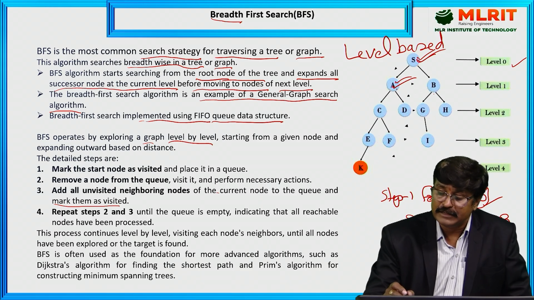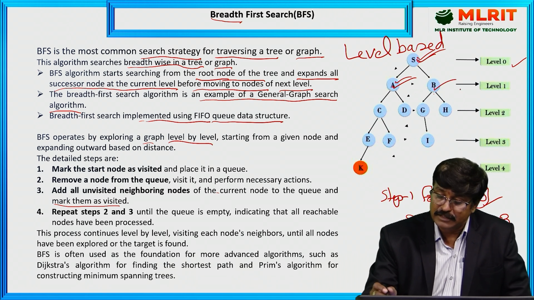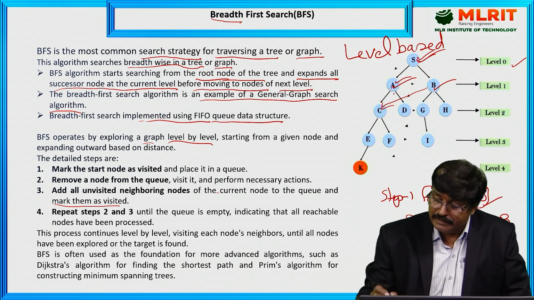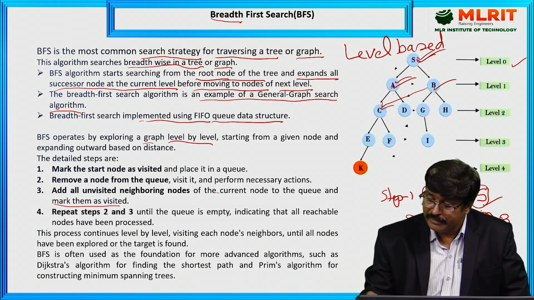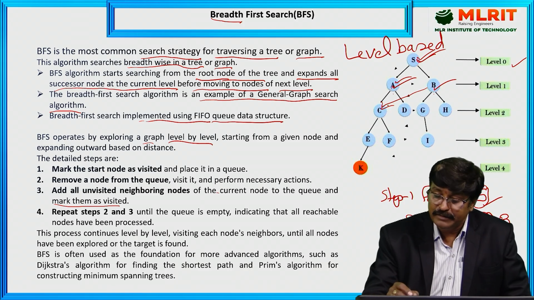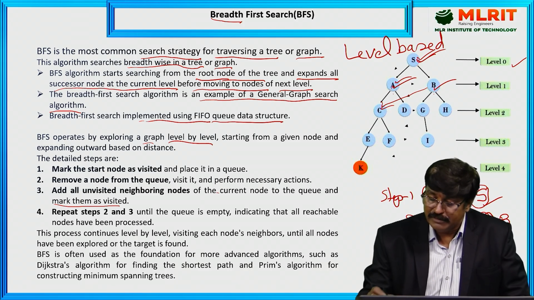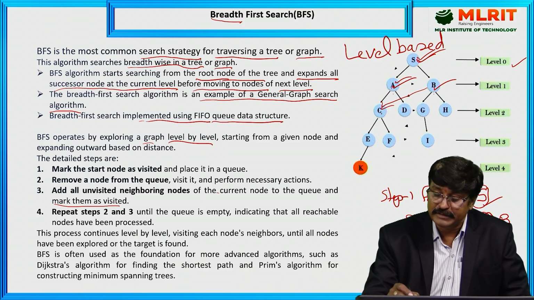So A is not a goal node, and then you go to the next neighbor in the same level, B. Here B is not a goal node. Then you go to the next level. In the next level, A has two nodes, C and D. So A is removed from the queue, and the queue becomes B, C, D, because you are adding these two nodes, C and D.